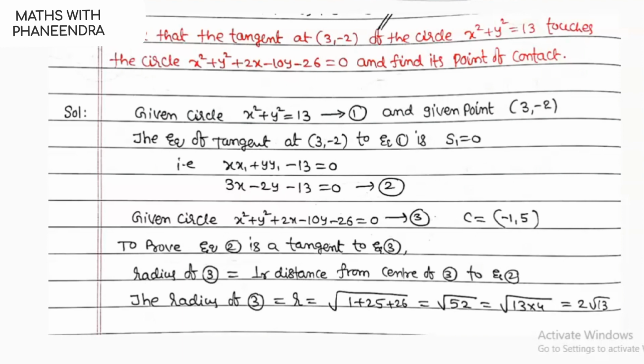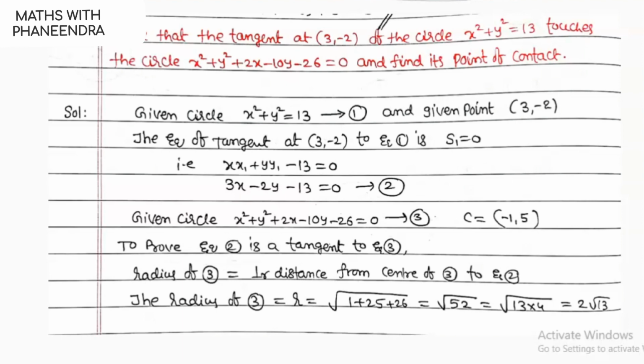So for any line touching the circle, what do we have to prove? r is equal to d, we have to prove that. After that, find the point of contact also. To find the point of contact, for the second circle's center and that line, which is tangent to the first circle, you can calculate the foot of the perpendicular, and the point of contact will come. So now let us have a discussion on this question.